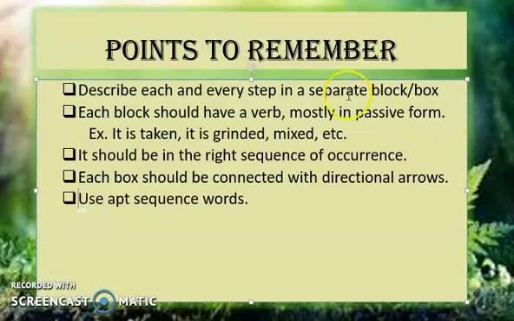Let's see all the points to remember when we interpret a flowchart. First, you must describe each and every step in a separate block or box. Each block should have a verb, mostly in passive form. For example, it is taken, it is ground, mixed, etc. Next, it should be in the right sequence of occurrence. The order of the flowchart should be written in the right order. It should not have a mix-up. Only then is it easy to understand.